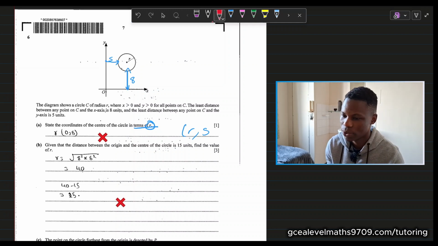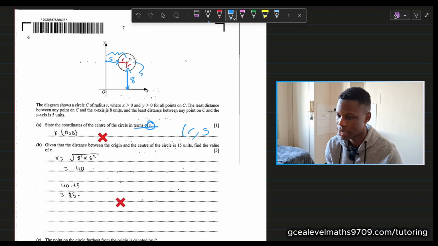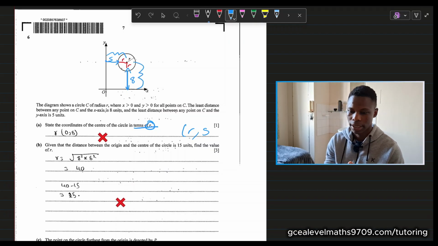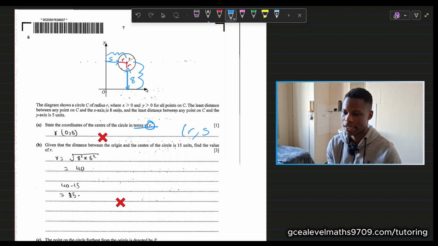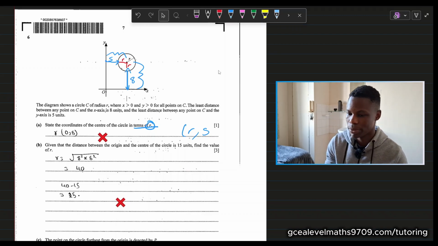And then we also know that this here is our radius, this here is our radius. So you can see that your x-coordinate is just going to be this distance here, your 5 plus r, and the y-coordinate of the center of the circle is this distance there, r plus 8. That should have been your solution, r plus 5, r plus 8. And then we go on to B.